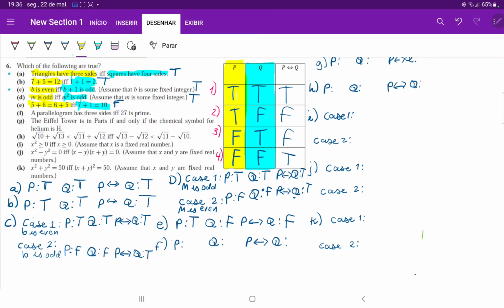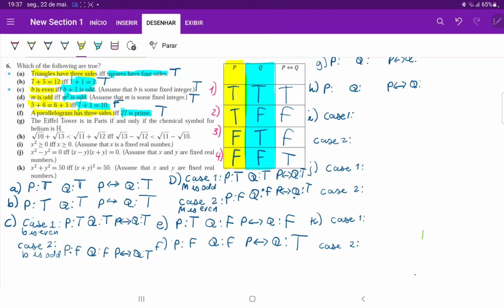What about F? So P is a parallelogram has 3 sides, right? And this one is false because a parallelogram has 4 sides. So P is false. What about Q? Q is 27 is prime. And that one is false because 27 is a power of 3. So false. So right now we have P and Q are both false. So therefore the biconditional is true by line number 4, right? So we can say that this one is true.